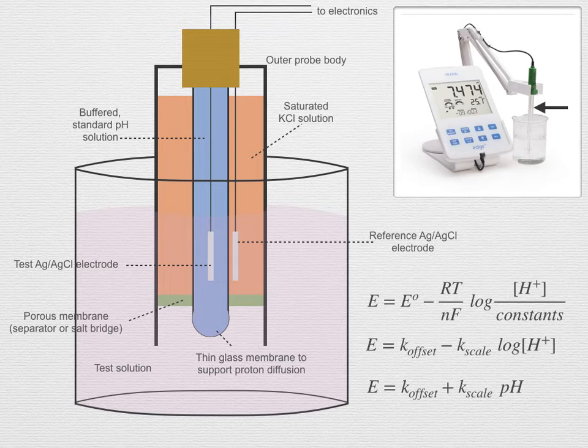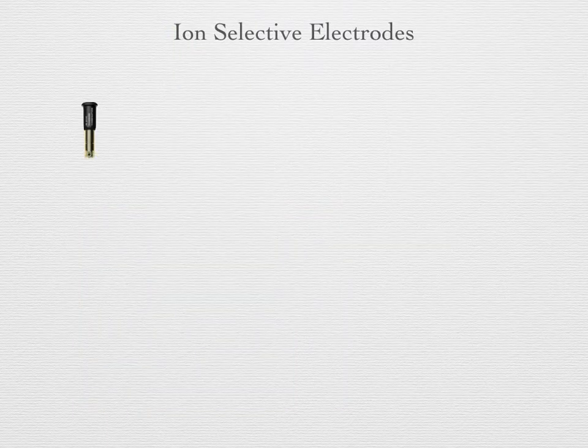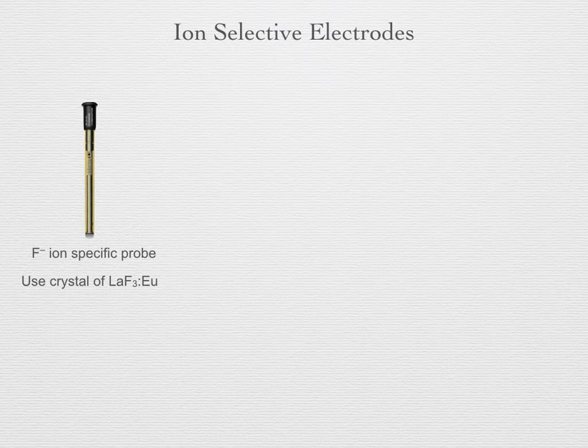The selectivity for the hydronium ion arises entirely because of the chemical nature of the thin glass membrane. By changing the chemical nature of that interface, we can introduce selectivity for different ions. For instance, if we use a single crystal of lanthanum trifluoride, which has a small amount of europium added as a dopant, then we can selectively detect the concentration of fluoride ions.